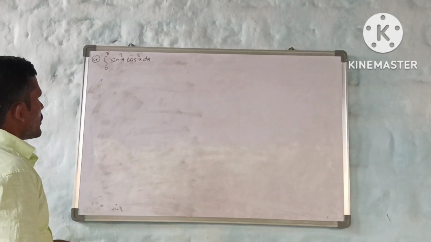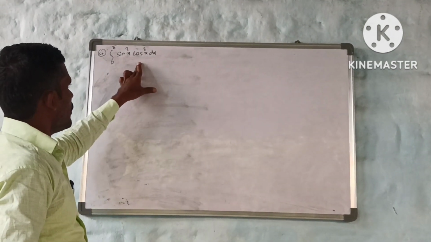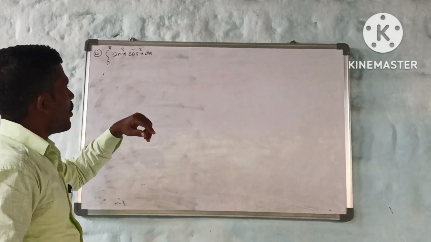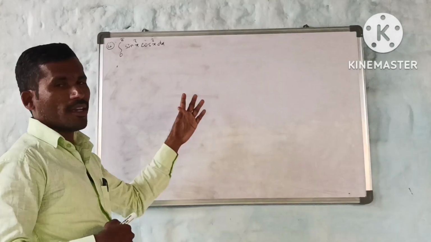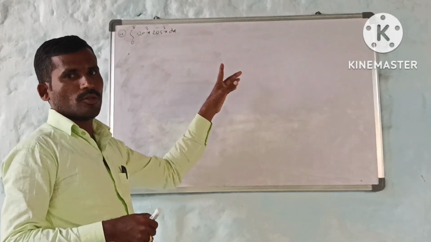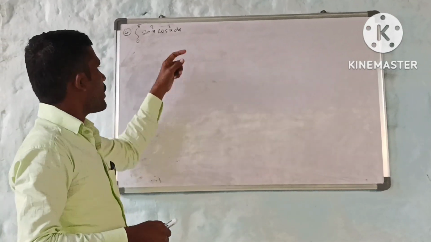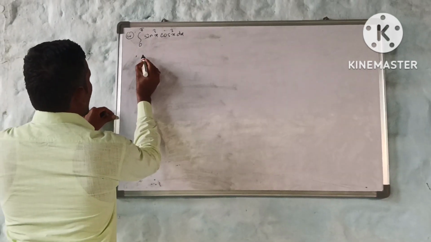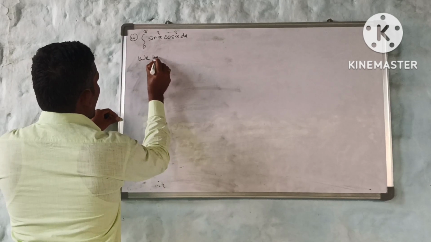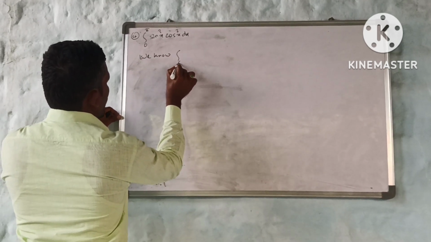For this integration we have two methods. The first method is by the reduction formula, which we studied in the indefinite integral, so by that method also we can solve. Otherwise, in the definite integral we have the formula, which we already know from the properties we took.